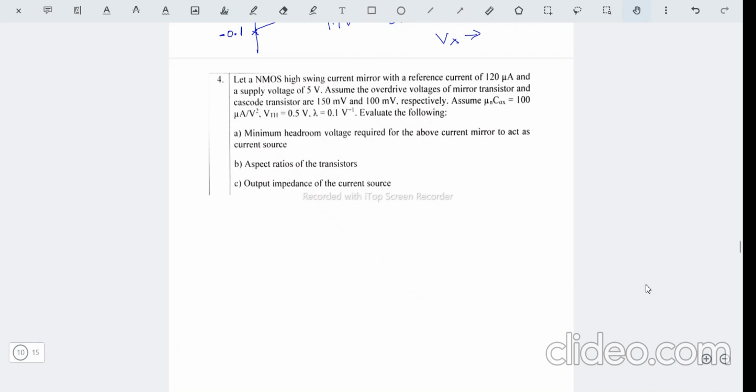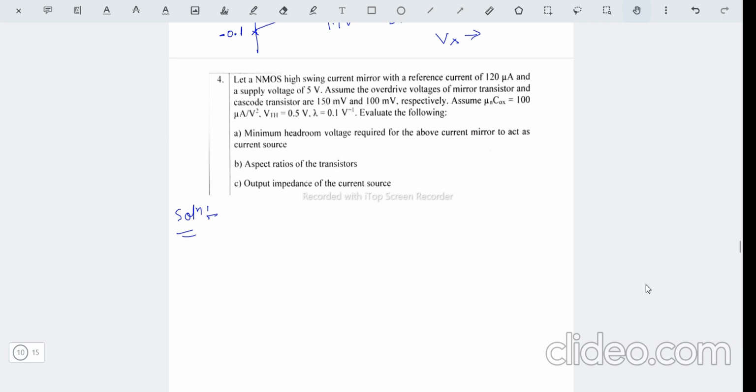Now we shall look into a problem on the high swing current mirror. It is a high swing current mirror with a reference current of 120 microampere, a given power supply, and given overdrive voltages of the MOSFETs, and mu n Cox. We shall start solving.